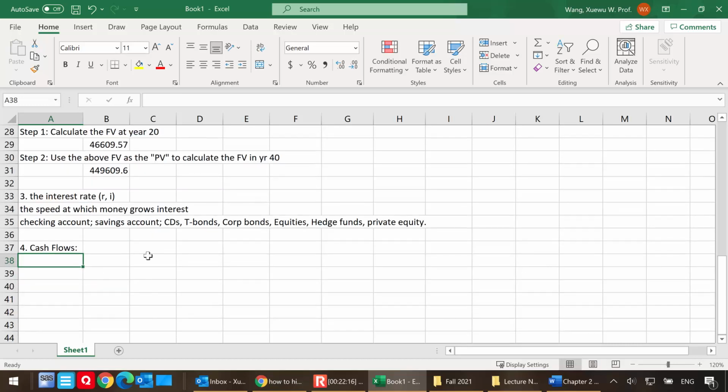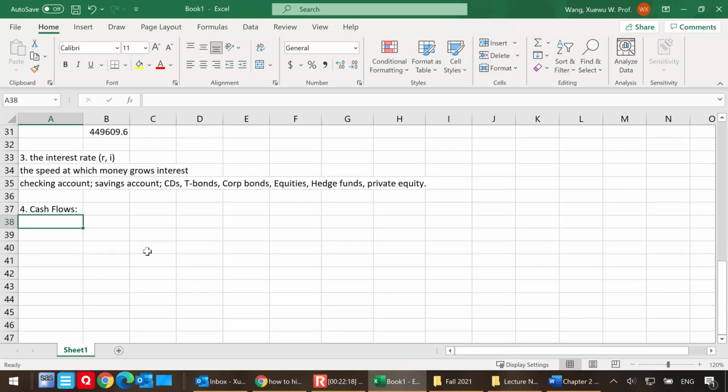So we're going to make a distinction between single cash flows versus multiple cash flows. Let me focus on single cash flows here for a second.